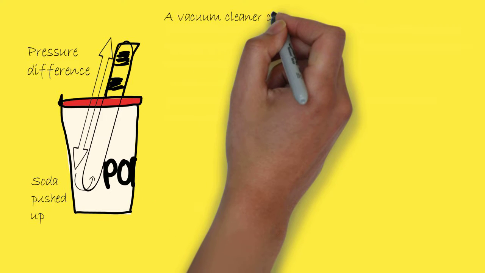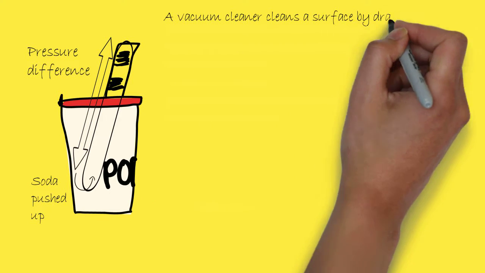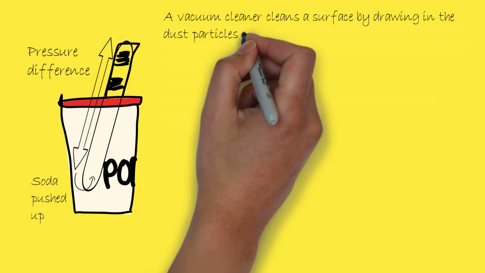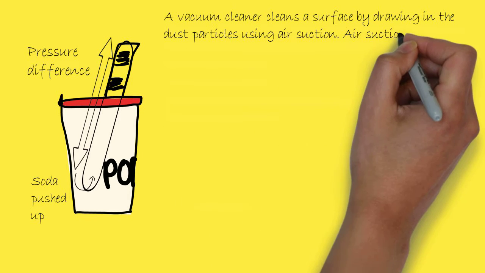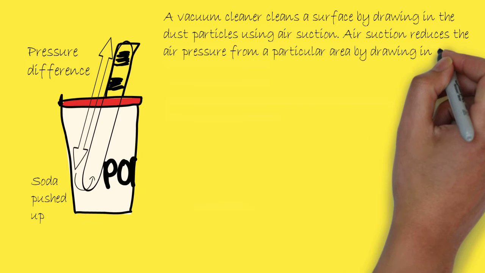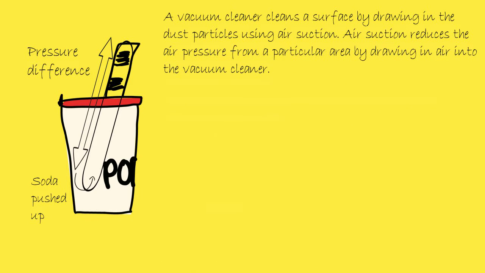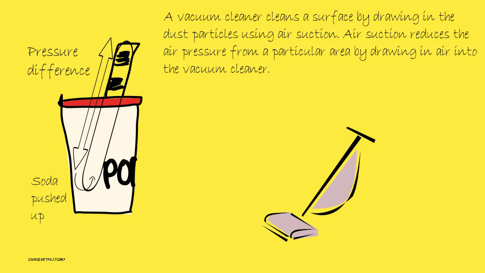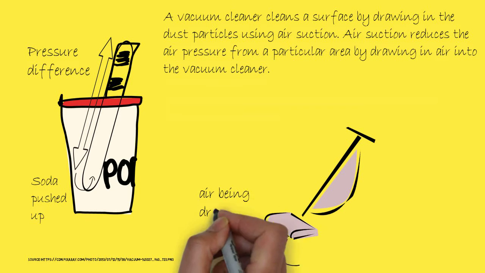Similarly, a vacuum cleaner cleans a surface by drawing in the dust particles using air suction. Air suction reduces the air pressure from a particular area by drawing in air into the vacuum cleaner. This draws up small objects which then get trapped in bags, canisters, or filters. Vacuum cleaners use low air pressure to help us pick up small particles of dirt and dust.